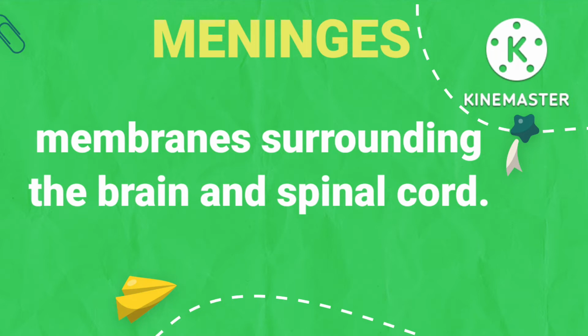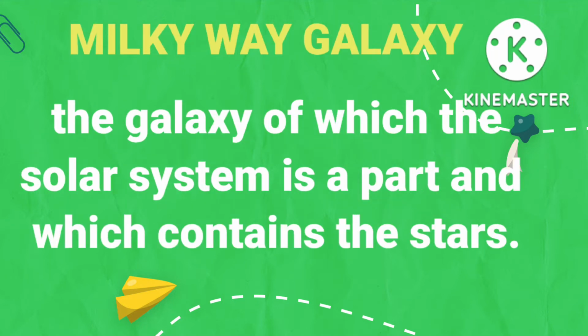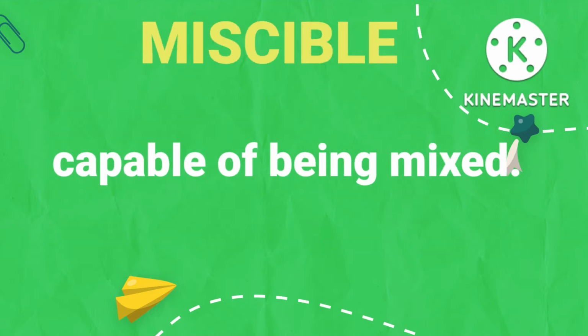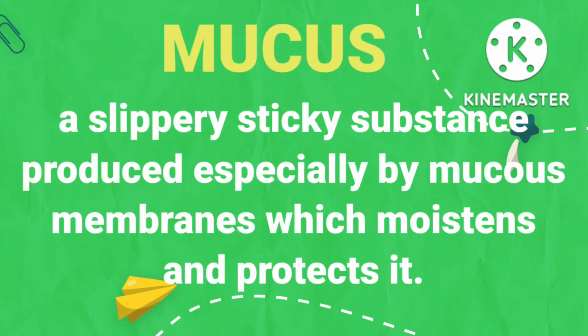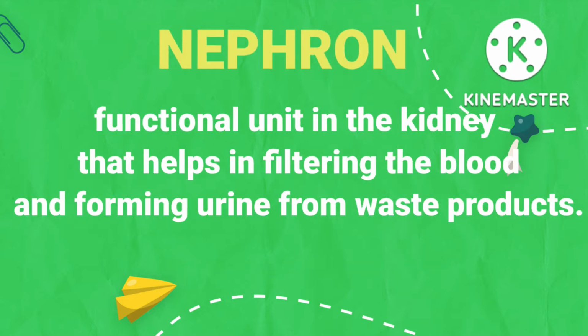Meninges. Membrane surrounding the brain and spinal cord. Milky Way galaxy. The galaxy of which the solar system is a part and which contains the stars. Miscible. Capable of being mixed. Mucus. A slippery sticky substance produced especially by mucous membranes which moistens and protects it.